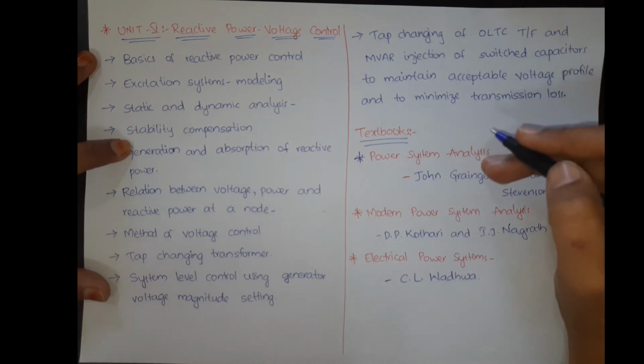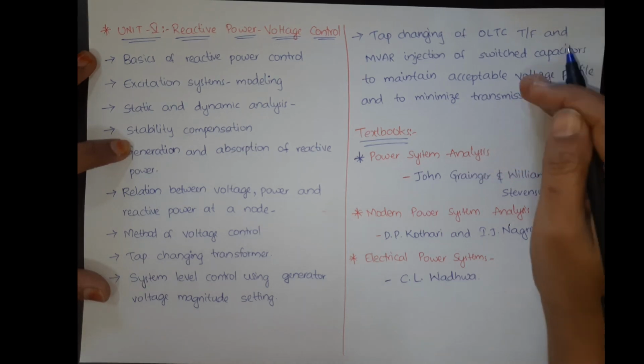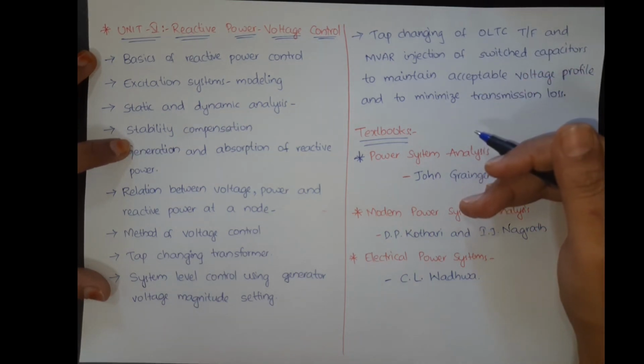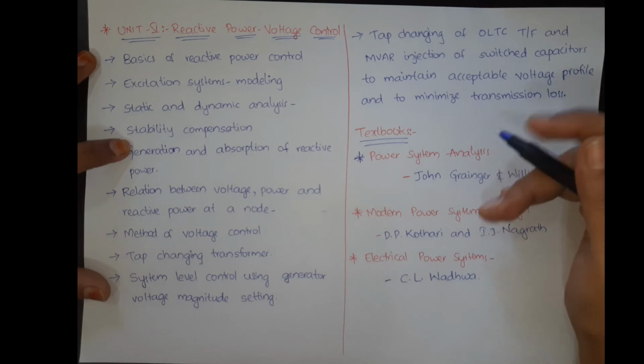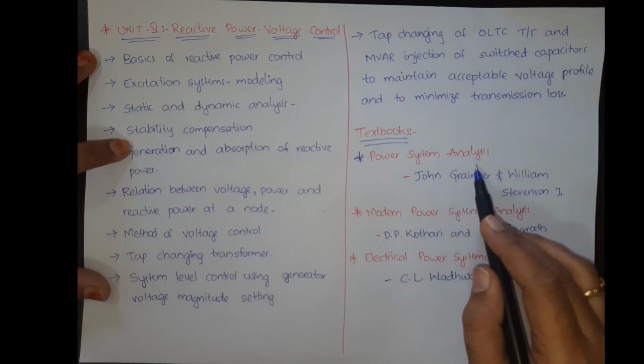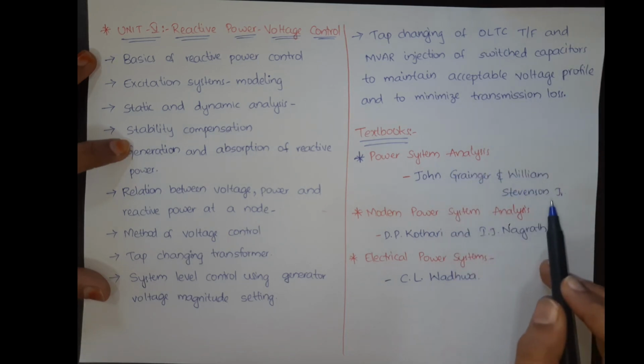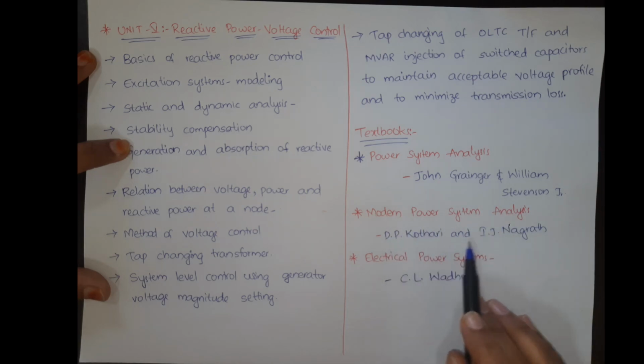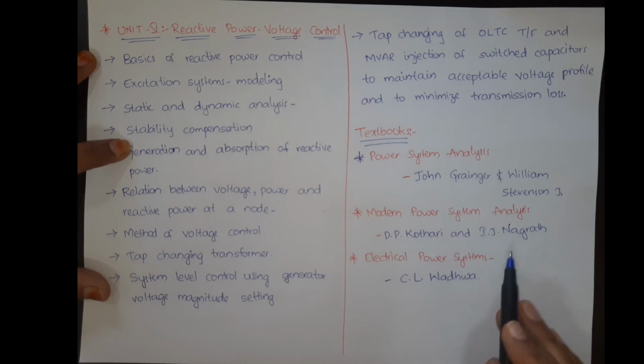So these are all the topics that are covered in this course. And coming to the textbooks that are suggested: Power System Analysis by John Grainger and William Stevenson Jr., also Modern Power System Analysis by D.P. Kothari and I.J. Nagrath, and also Electrical Power Systems by C.L. Wadhwa.